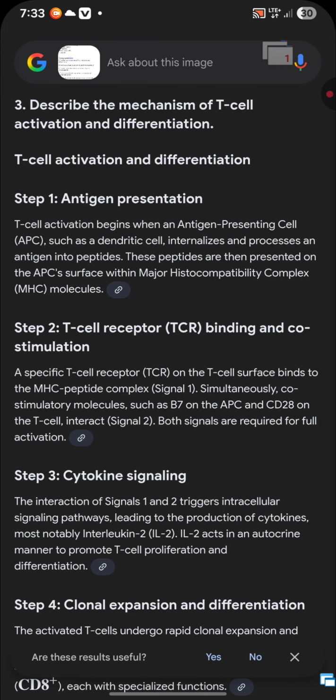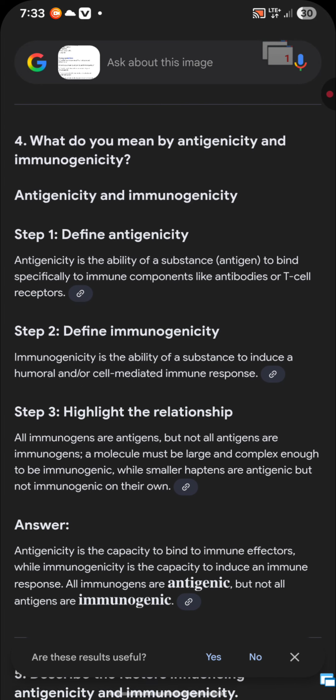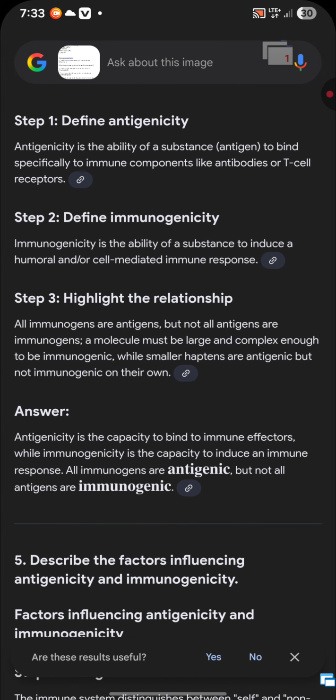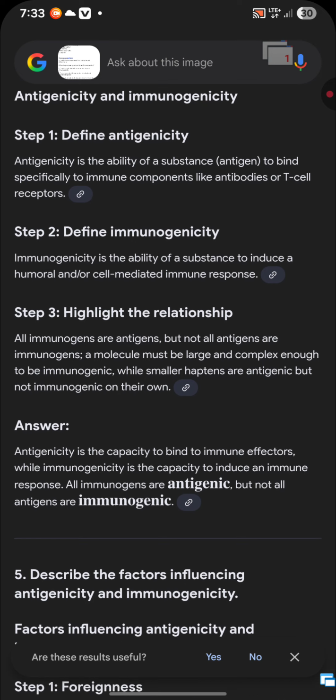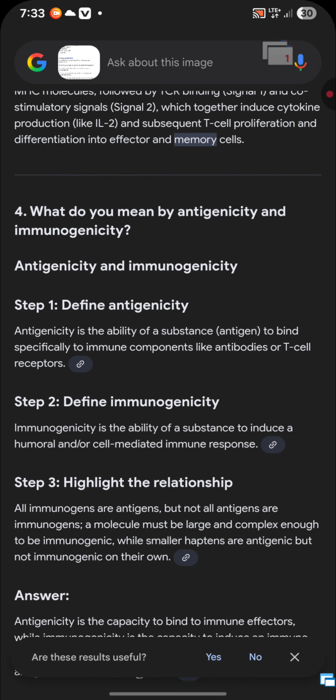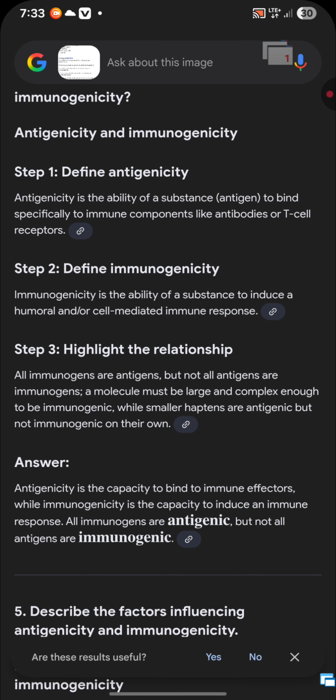Answer. The mechanism involves antigen presentation by APCs via MHC molecules, followed by TCR binding, signal 1, and co-stimulatory signals, signal 2, which together induce cytokine production, like IL-2, and subsequent T cell proliferation and differentiation into effector and memory cells.